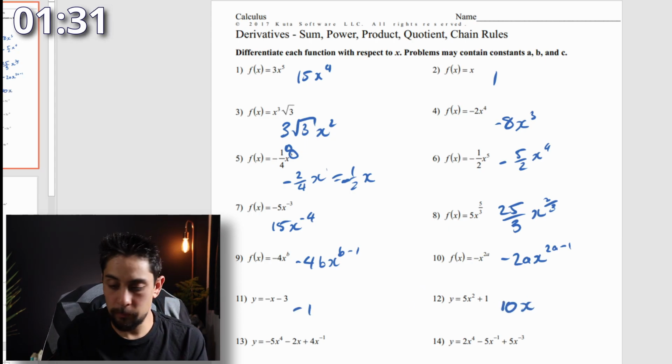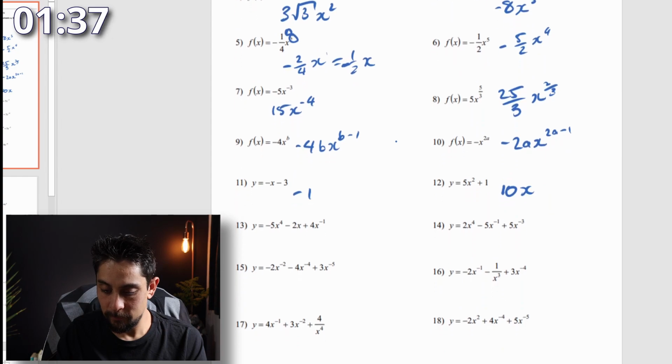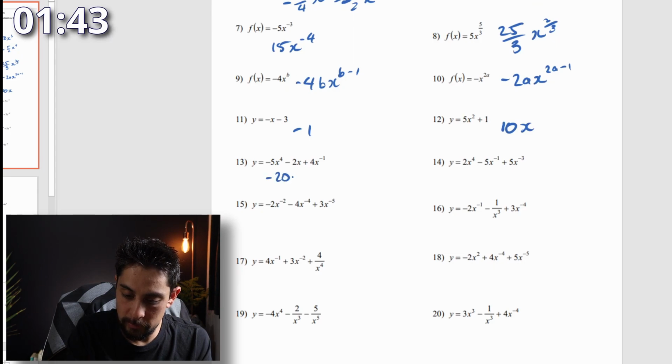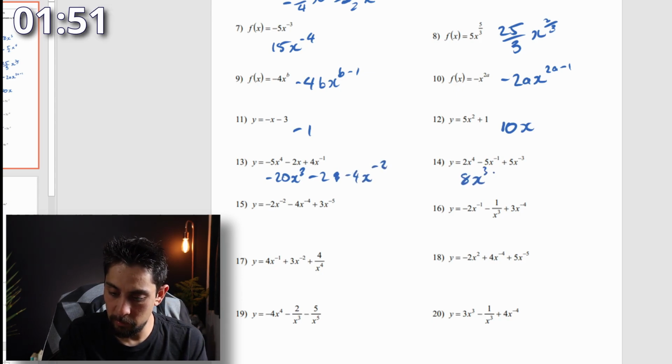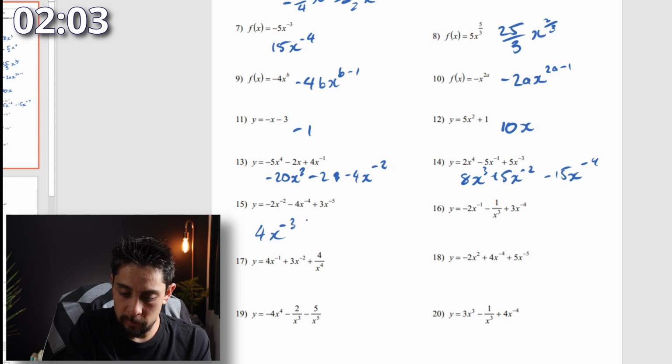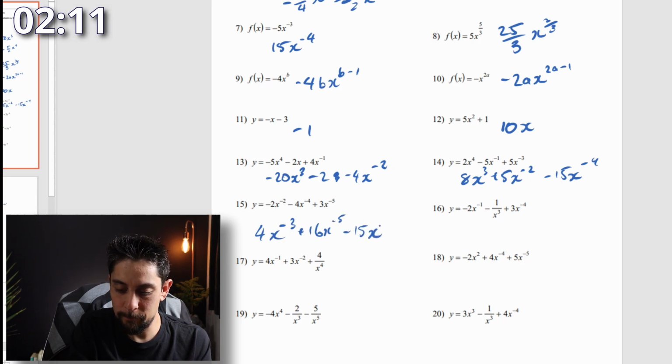10x. Now all this talking probably isn't going to help me out as we go through this. Where is my mouse? There we go. Okay, we have -20x cubed minus 2 plus, no, minus 4x to the -2. So me chatting along here is probably not going to do me much good. I'll probably mess up a couple of times because I am just chatting away. But that's okay. I don't mind making a few mistakes here and there, as long as I know what I'm doing for the most part.